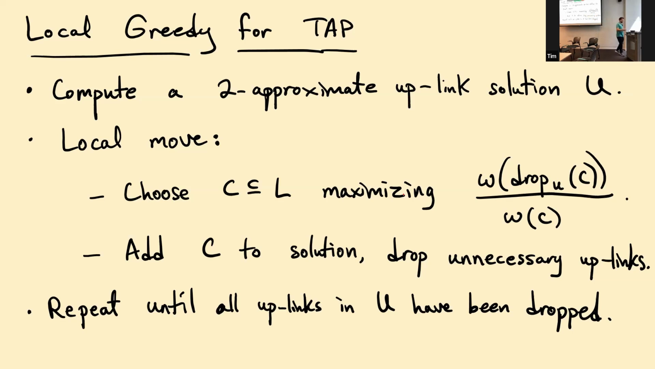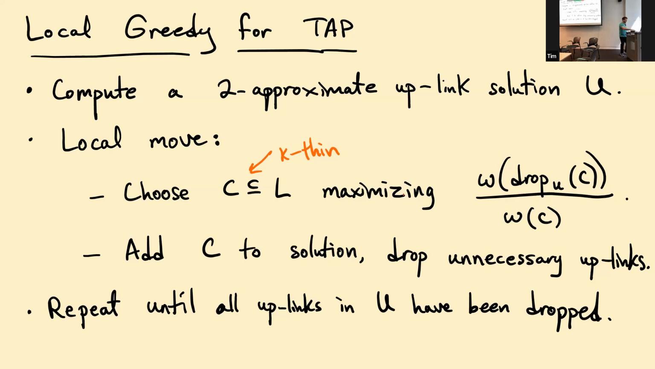But this is not quite right because the maximization problem here is not solvable efficiently. You can't actually choose a subset of links to add maximizing this ratio over all subsets of links. But the very nice idea in Traub and Zenklusen's algorithms is they define a restricted class of links called k-thin subsets, which you can efficiently optimize over, and they're general enough so that there's always a local move if the solution is costly.